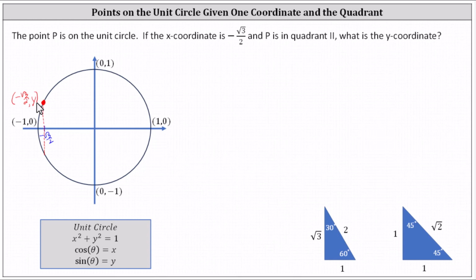To help us find this point, let's sketch the reference triangle for any angle in standard position whose terminal side passes through this point on the unit circle. The terminal side would be the hypotenuse of the reference triangle, which would be this segment here. Let's go ahead and sketch the entire reference triangle.